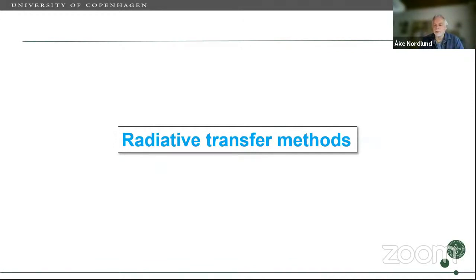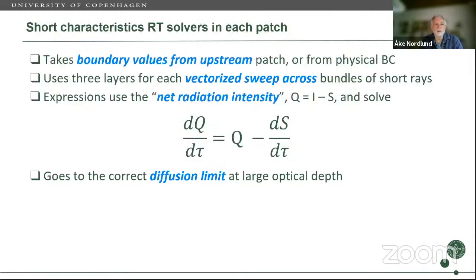So now let's look briefly at radiative transfer, because that's, of course, really, really key when we want to model stellar atmospheres. And it's usually thought to be quite expensive. It doesn't have to be, because the radiative transfer, especially when written in terms of net radiation intensity, the difference between intensity and source function, is extremely simple and extremely cheap.